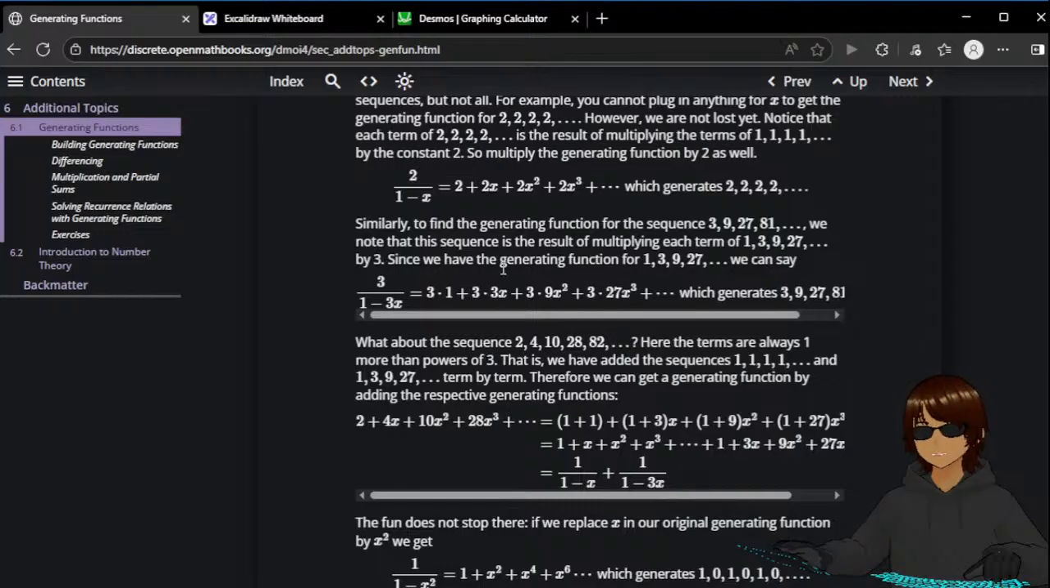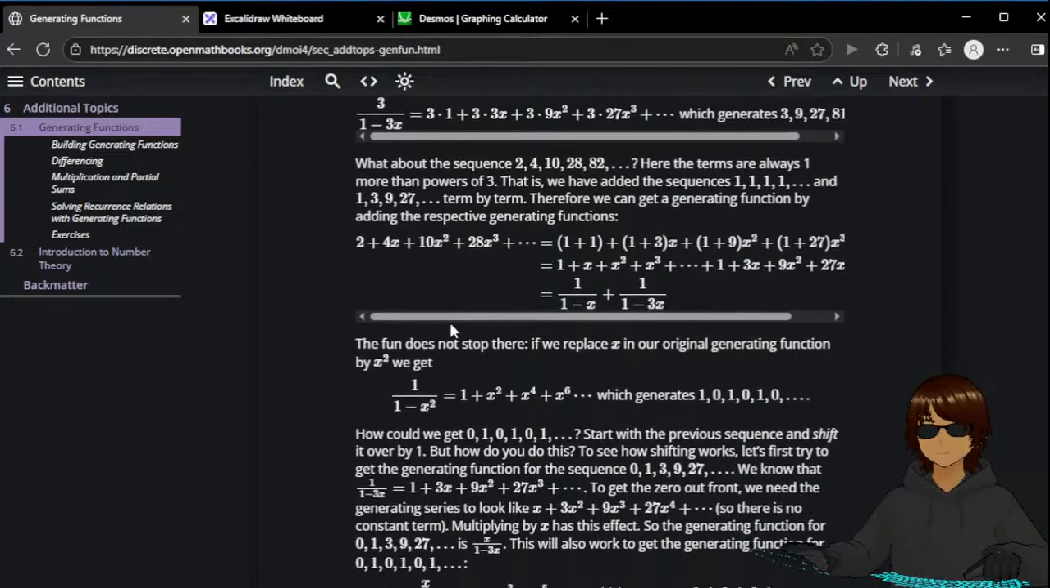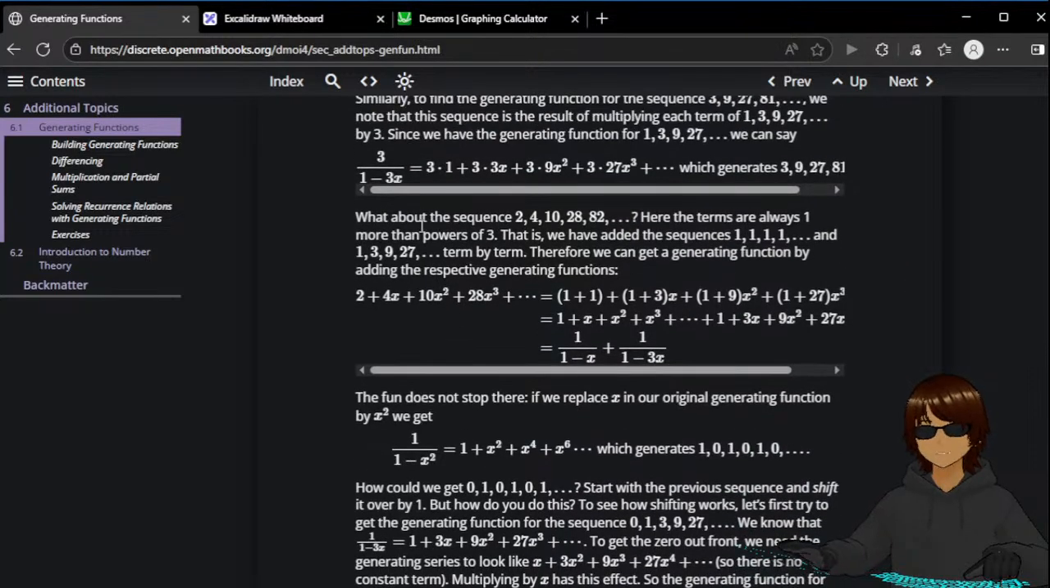Similarly, to find the generating function for the sequence 3, 9, 27, 81, we know that this sequence is a result of multiplying each term of 1, 3, 9, 27 by 3. What about the sequence 2, 4, 10, 28, 82? Here, the terms are always 1 more than powers of 3. That is, we have added the sequences 1, 1, 1, 1, 1 and 1, 3, 9, 27 term by term. Therefore, we can get a generating function by adding the respective generating functions.